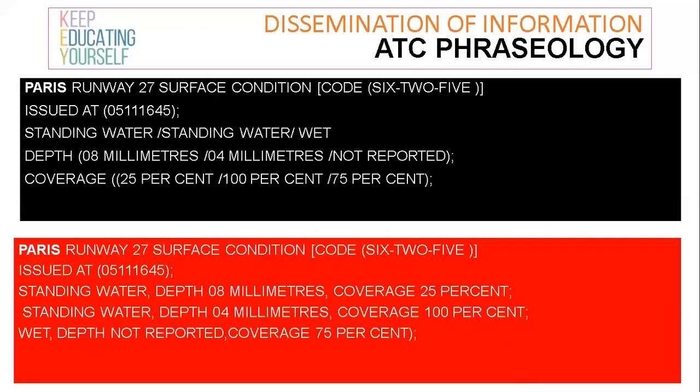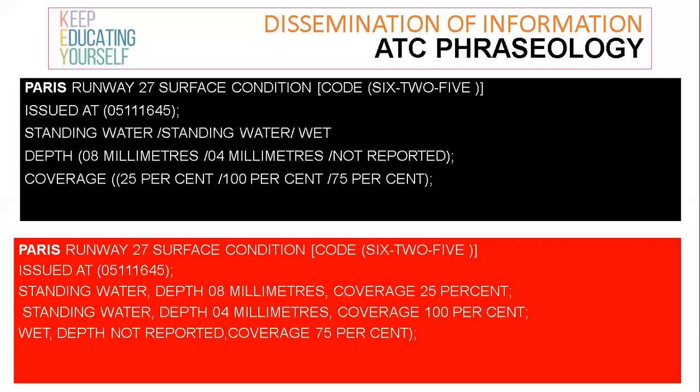There is a change in phraseology in Doc 4444 Chapter 12. Those details are already contained there. Here I have tried to give you one example of how the pilot will get this information through ATC. First of all, airport: Paris, runway 27, surface condition code 625, issued at 05111645. Standing water, wet. Depth 08 millimeters, 04 millimeters, not reported.